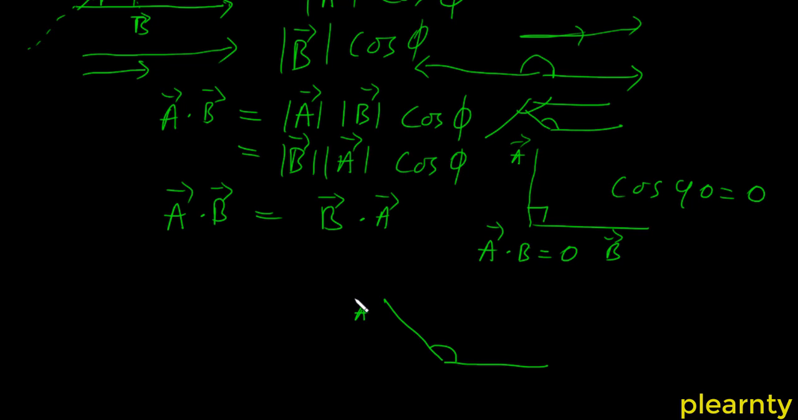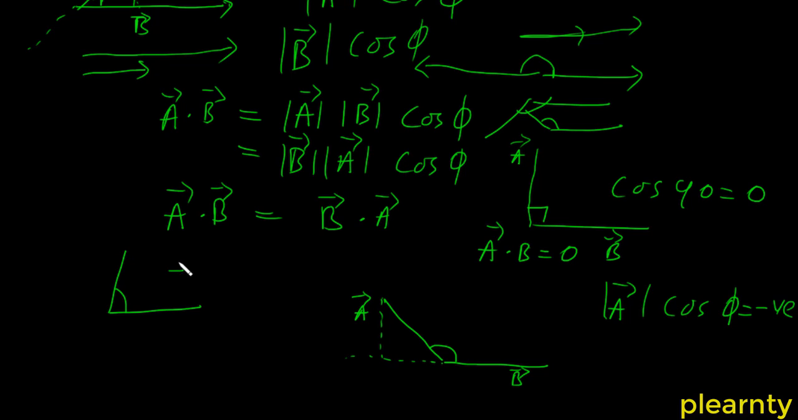So let's call this A, let's call this B. Once you find the B component of A, you are going to have something like this, which is on the negative B axis. That means A cos theta, or cos phi, will give you negative. So once it gives you negative, the overall answer will be negative. And when you have it below 90, like something like this, you have positive.